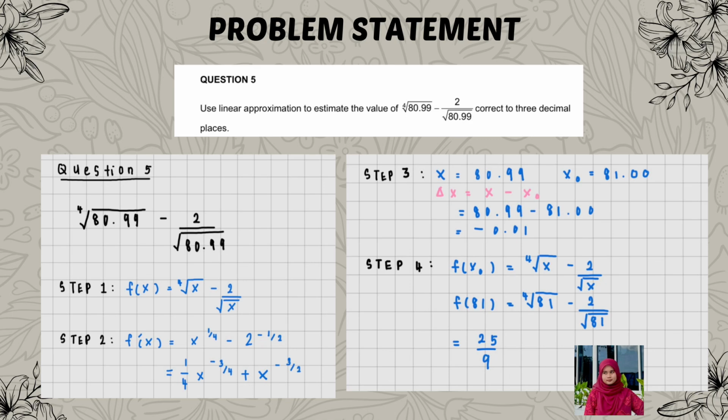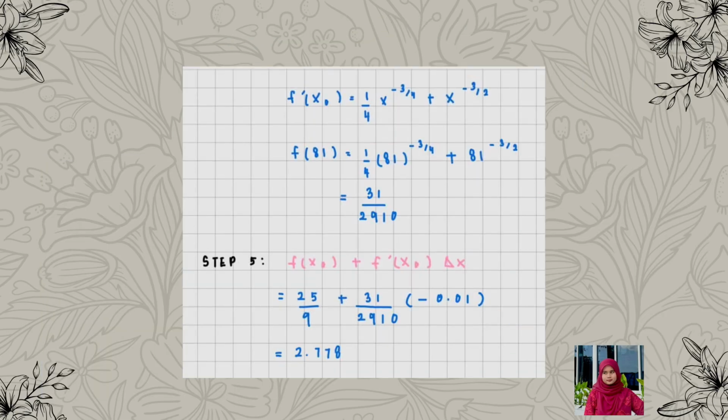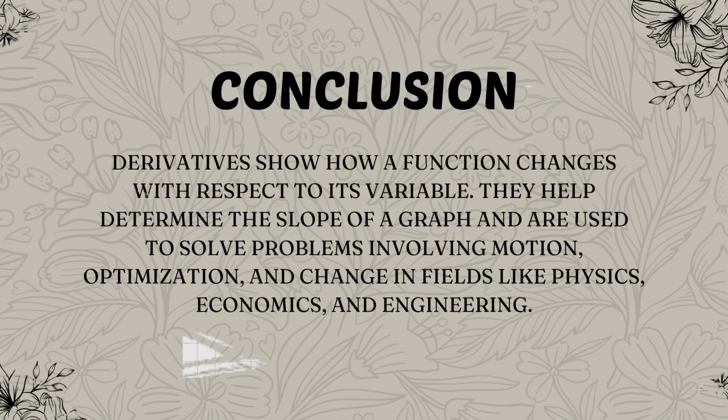Step 4, evaluate f(s0) and f prime(s0). First, substitute into f with 81. The answer is 25 over 9. Then substitute into f prime with 81. The answer is 31 over 2910. Last step, apply linear approximation using the formula f(s0) plus f prime(s0) multiplied by delta s. So the answer is 2.778.